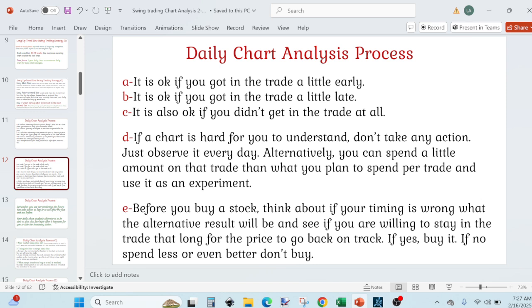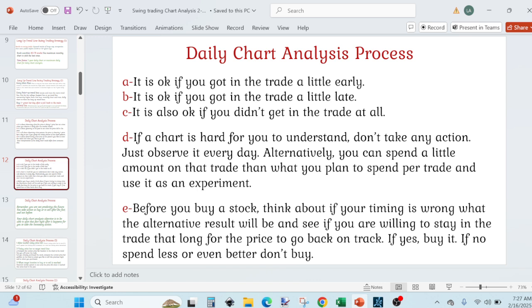And it is okay if you don't take any action at all, especially when you do not understand the pattern and you don't know the direction it's going. It's okay not to even get in at all, and just use that time to observe what is going on. When you are not sure, you don't buy, or you just spend very little money to buy, and that is okay as well. That is one strategy that's here.